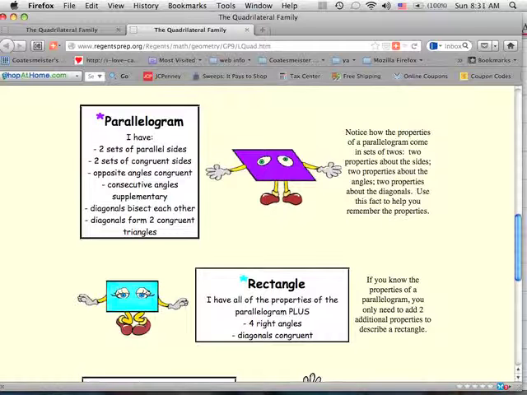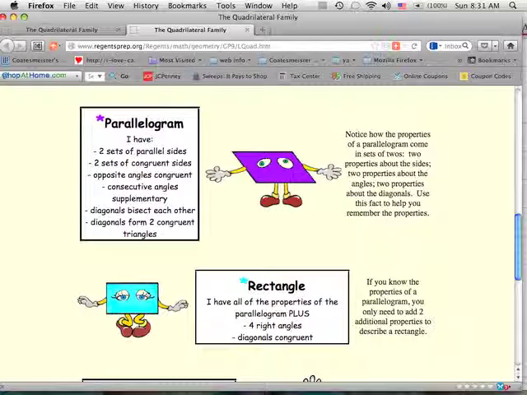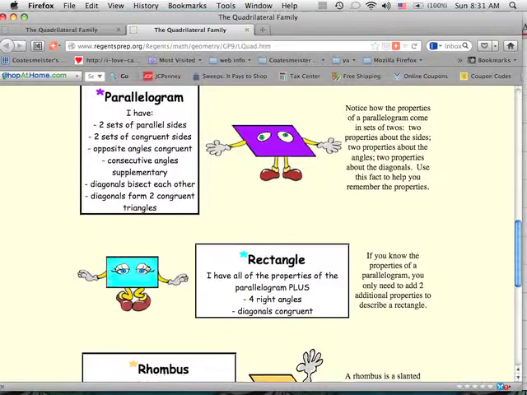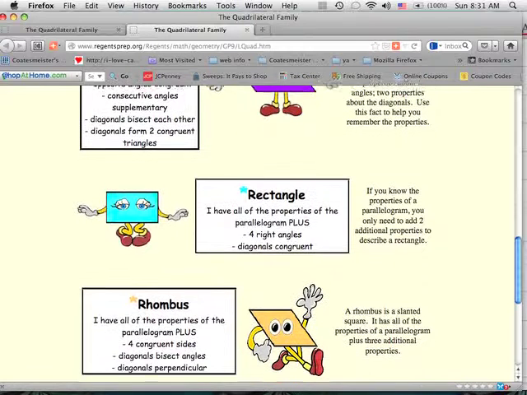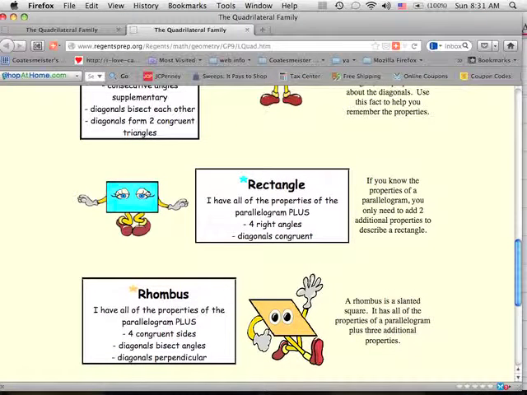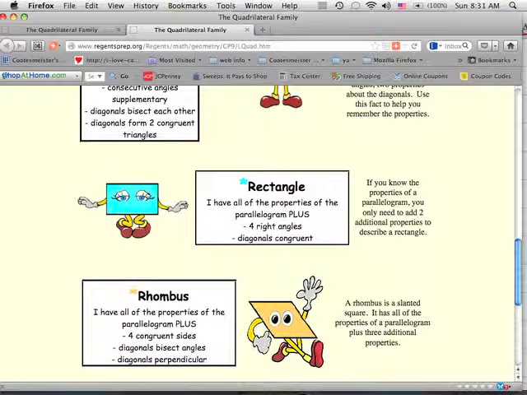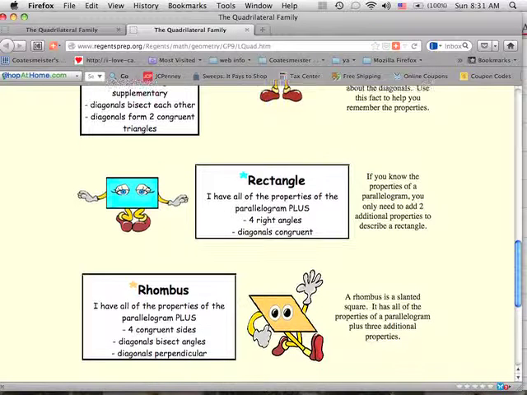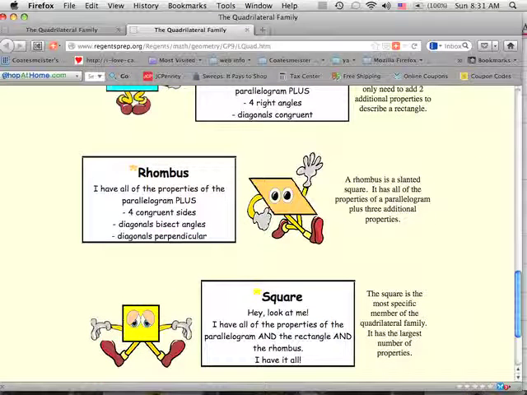Rectangle is a special parallelogram. It has opposite sides that are parallel, opposite sides equal, opposite angles equal, but all the angles are right angles. A rhombus is another special parallelogram, as the opposite sides are parallel and opposite angles are equal, but all 4 sides are equal.